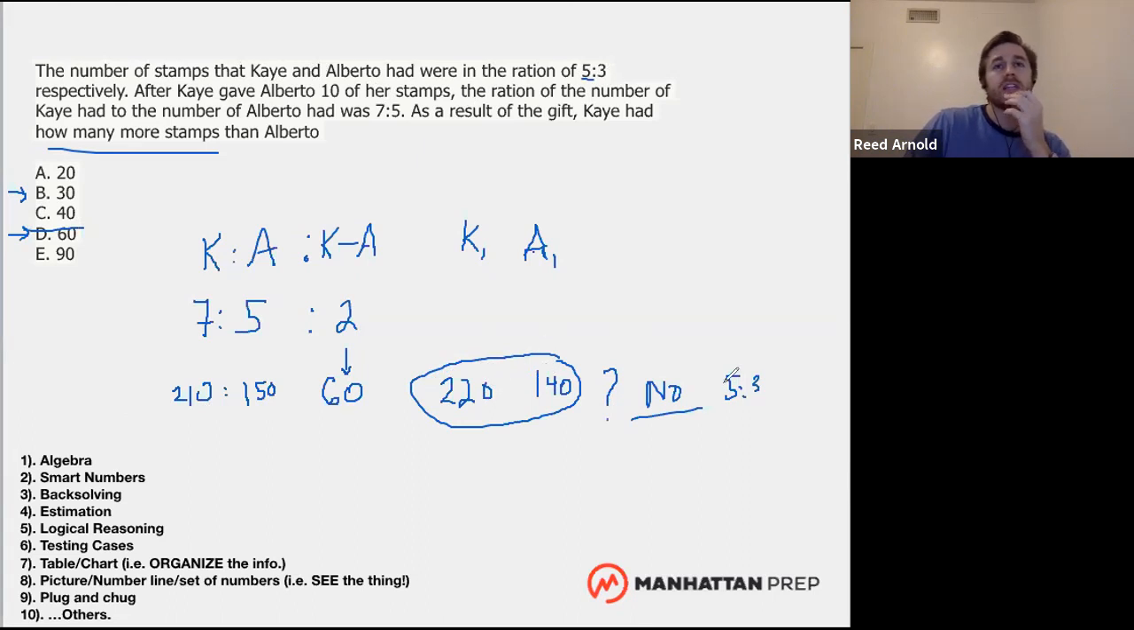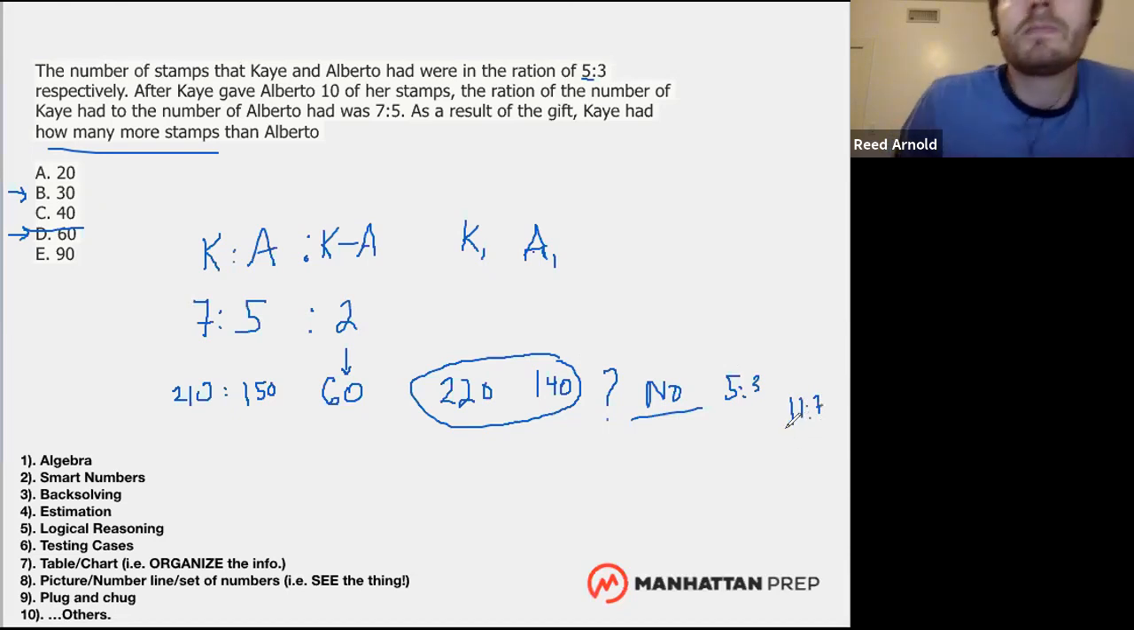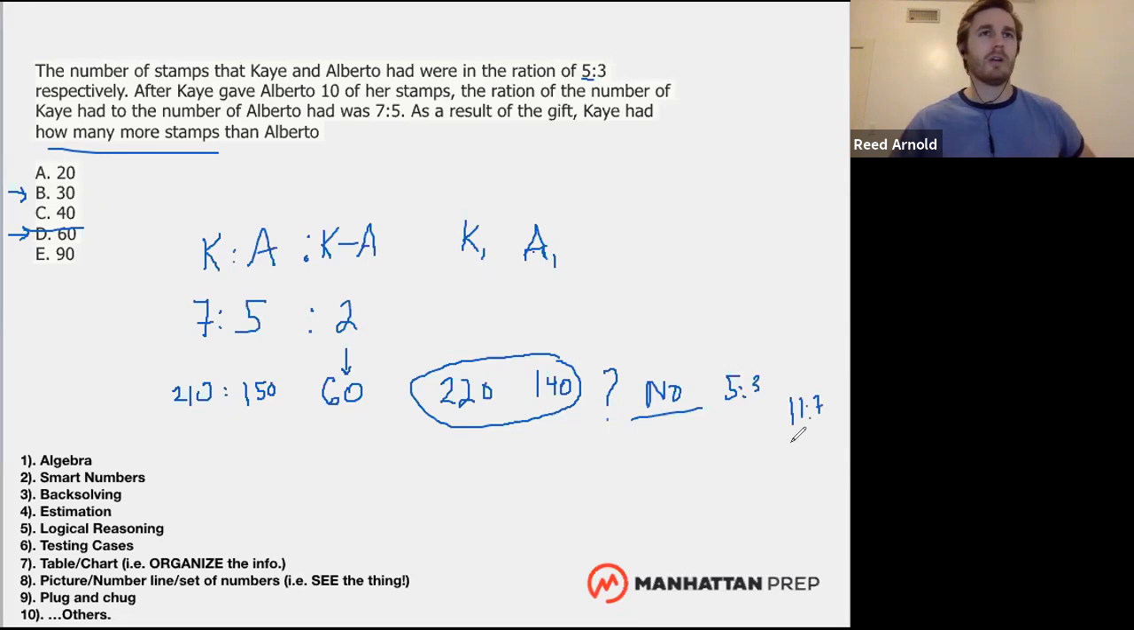What would this be? 22 to 14, 11, this is 11 to 7, which seems to be a little bit more than 5 to 3. I don't know. It's too late to gauge that. Too tired.